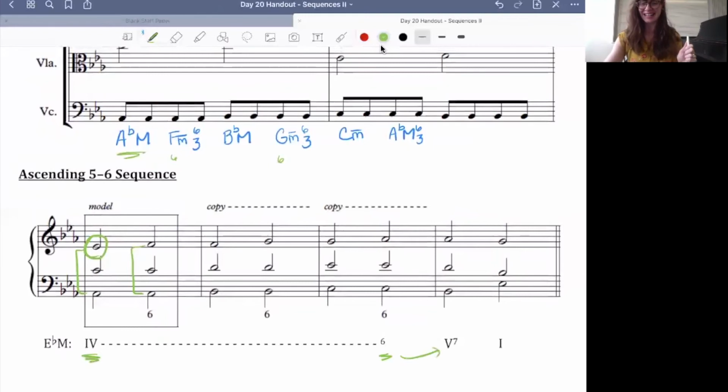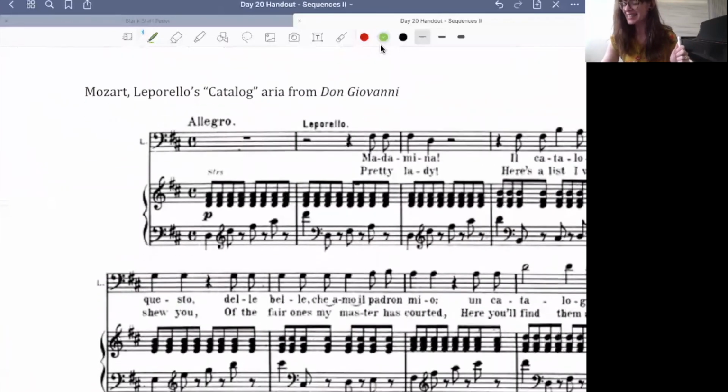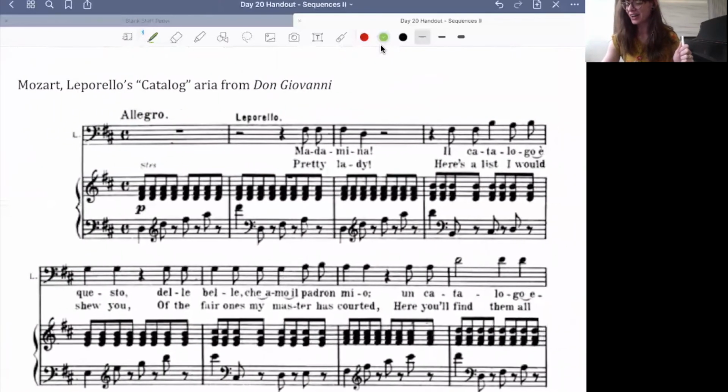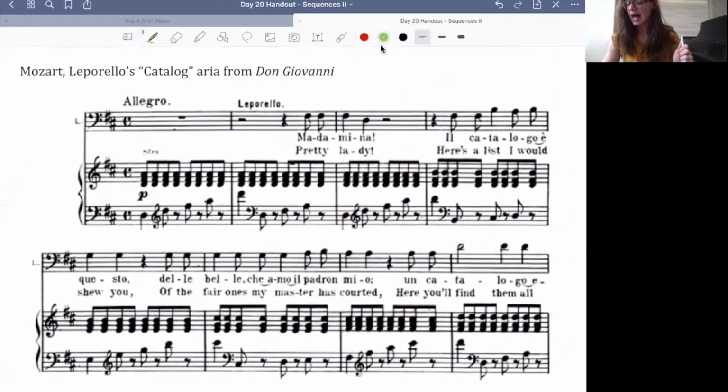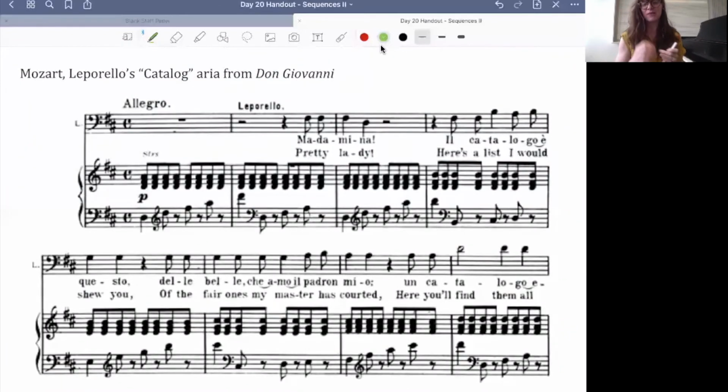So go ahead and take a look at your last example on your handout. Let's give it a listen first. If you don't know this, this is the catalog aria from Don Giovanni. I'm going to play it for you, play this excerpt for you, and then kind of cut you loose to do some analysis. But let's give it a listen.